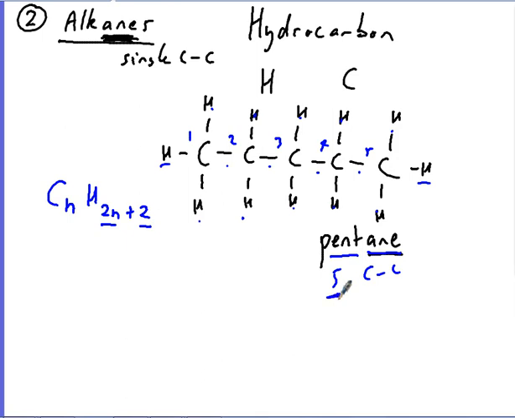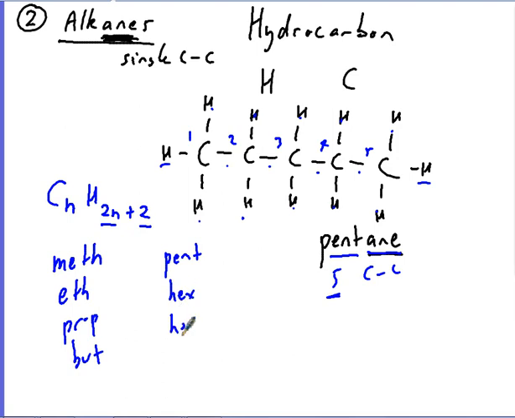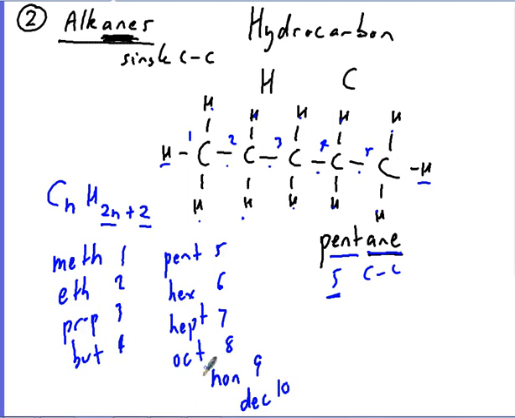As far as the naming is concerned, you need to be very aware of these, and by the end of this assessment task you should know these off by heart. Meth, eth, prop, but, pent, hex, hept, oct. That's all we need to know for preliminary chemistry. After that it does go non for 9 and dec for 10. So 1, 2, 3, 4, 5, 6, 7, 8, 9, 10, but you only need to know up to 8.